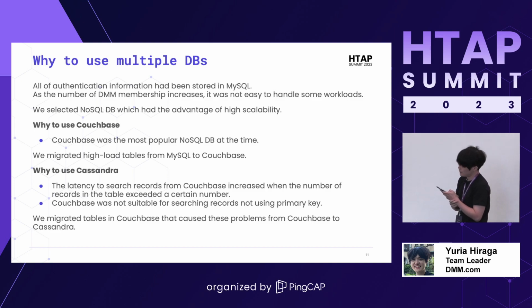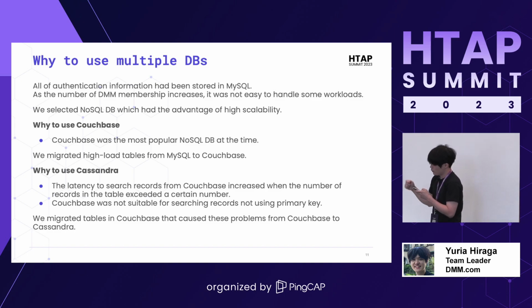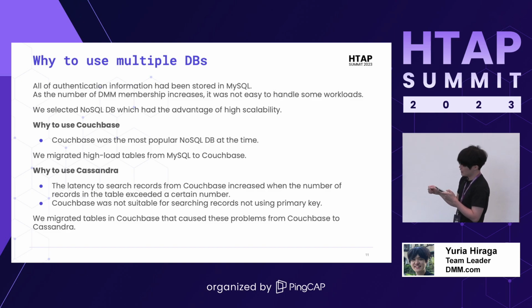Next, I explain why we had used Couchbase and then selected Cassandra. We had operated Couchbase for a few years. We had faced two important problems. One is that the latency to search records from Couchbase increased when the number of records in the table exceeded a certain number, in our workload, about 1 million records.